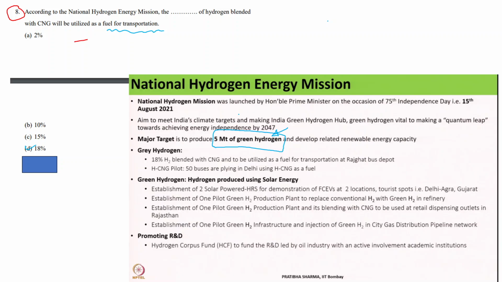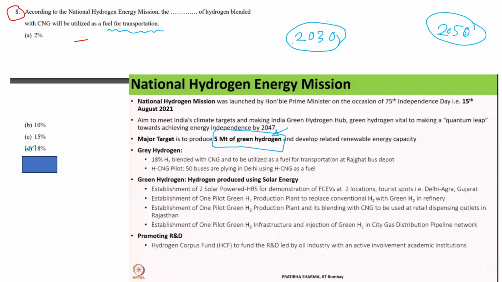Okay, just let me check. Actually there are two targets. One is up to 2030, and I think this is by 2030. So 5 million by 2030, and a final global target was there, 2050.